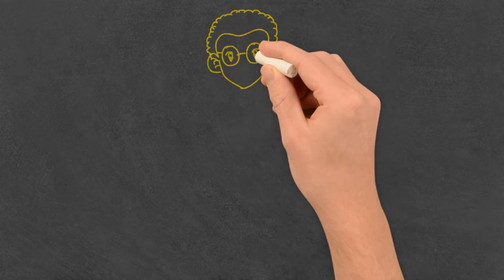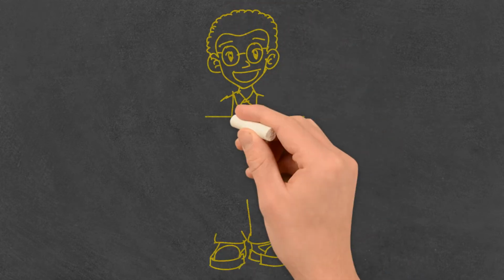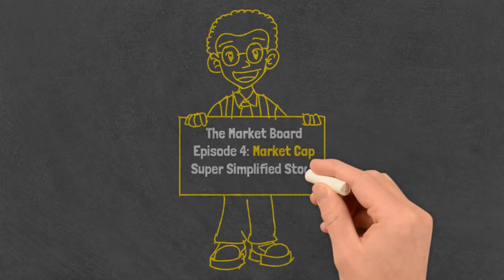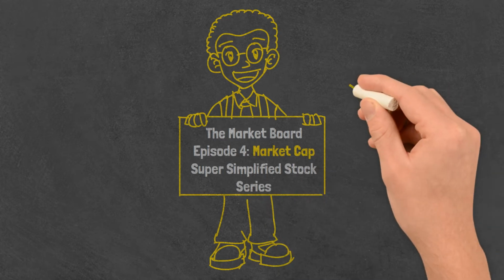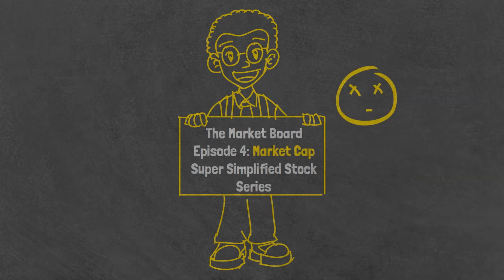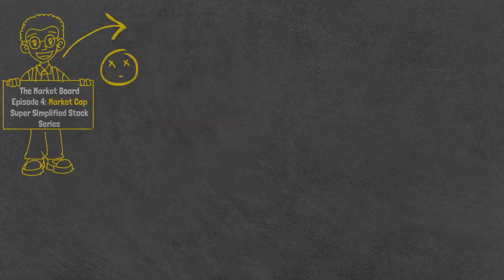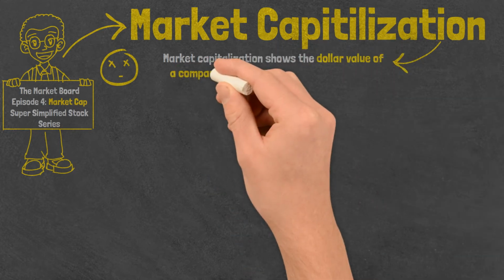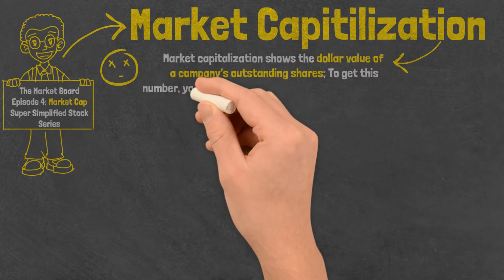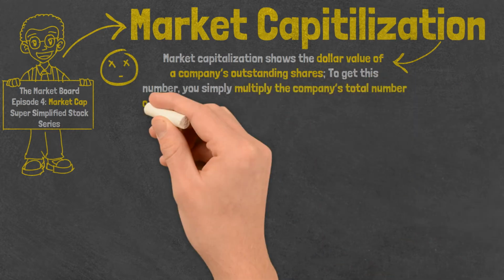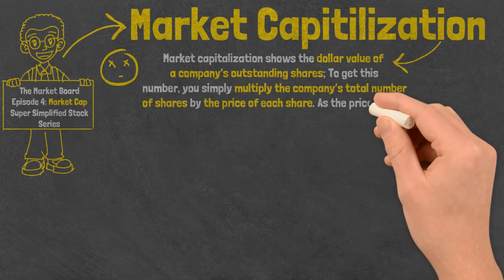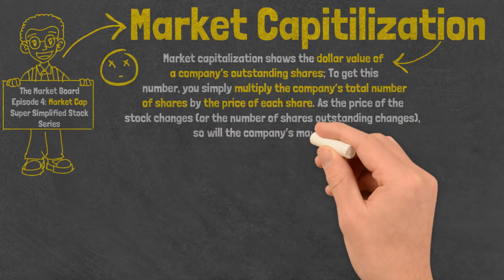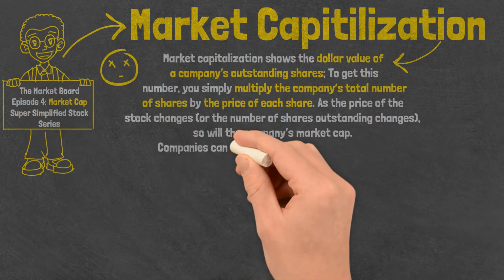Market capitalization is one way to measure the size of a company, but in my opinion, it makes for the simplest yet one of the most effective methods to avoiding a boneheaded investment decision. Now, market capitalization, or your market cap, shows the dollar value of a company's outstanding shares. To get this number, you simply multiply the company's total number of shares by the price of each share. As the price of the stock changes, or the number of shares outstanding changes, so will the company's market capitalization.